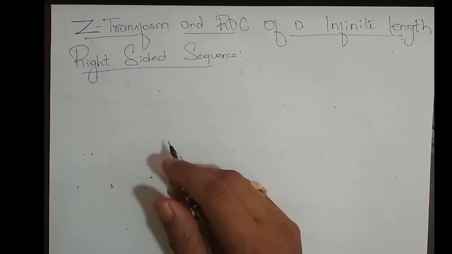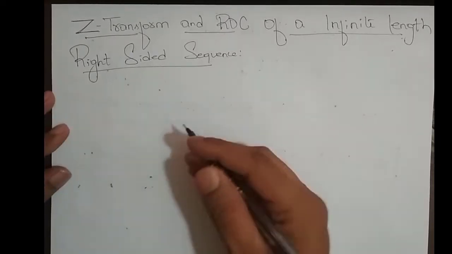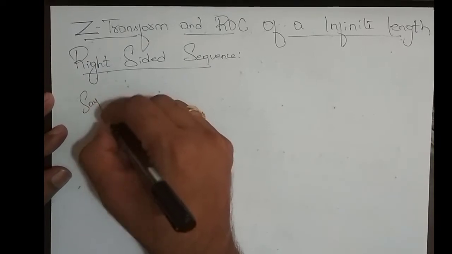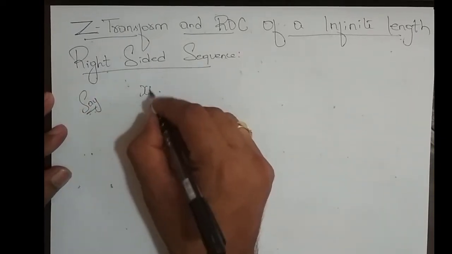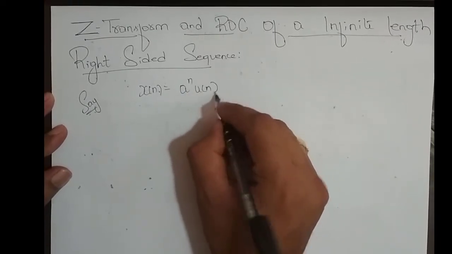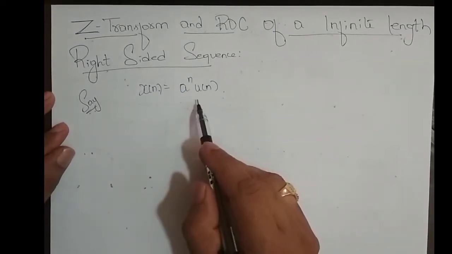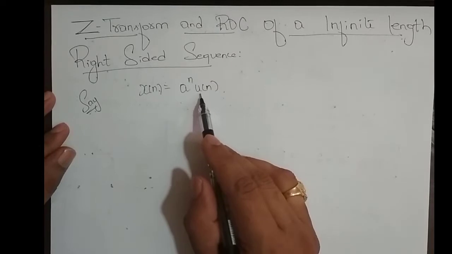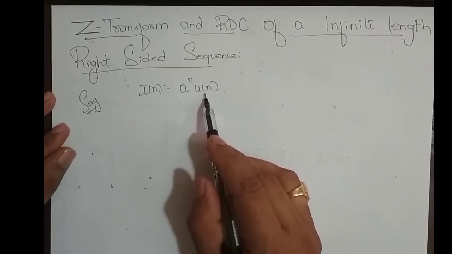Hey guys, in this video we shall discuss an infinite length sequence to find its Z transform and its ROC. We'll take up an example. Say the sequence x of n is equal to a power n u of n, and this sequence is infinite in length. How did I say that? Because I have u of n, and u of n is defined for n varying from 0 to infinity.